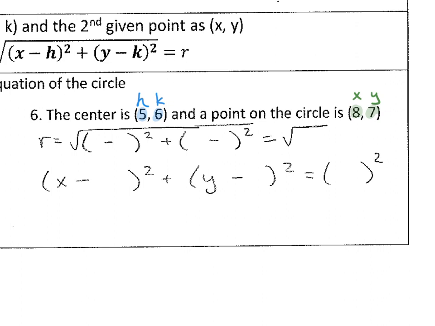So what number do I put here? Oh, look, it's the very first thing. It says x. What number do we have labeled as x? 8. So you're going to put an 8 right there. Then I put h, which is 5. So we're going to do 8 minus 5 squared. Plus, what number should go here? 7 minus what? 6.